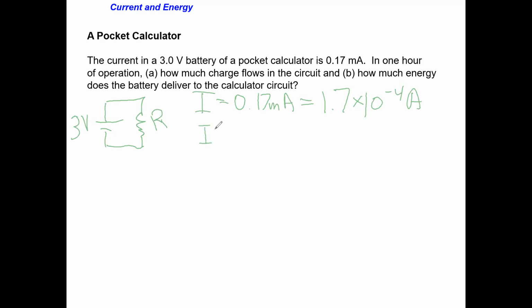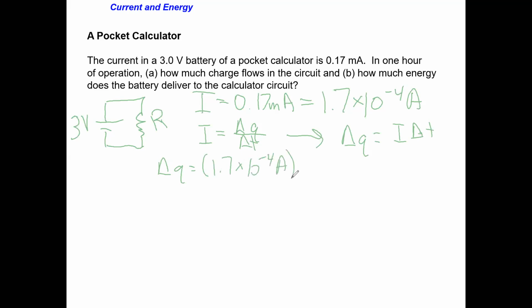Well, we know that current is charge, that's delta Q over delta T. So then my amount of charge that flows is going to be equal to current times time. My amount of charge is current, that's 1.7 times 10 to the negative 4 amps, times time, which is 1 hour.